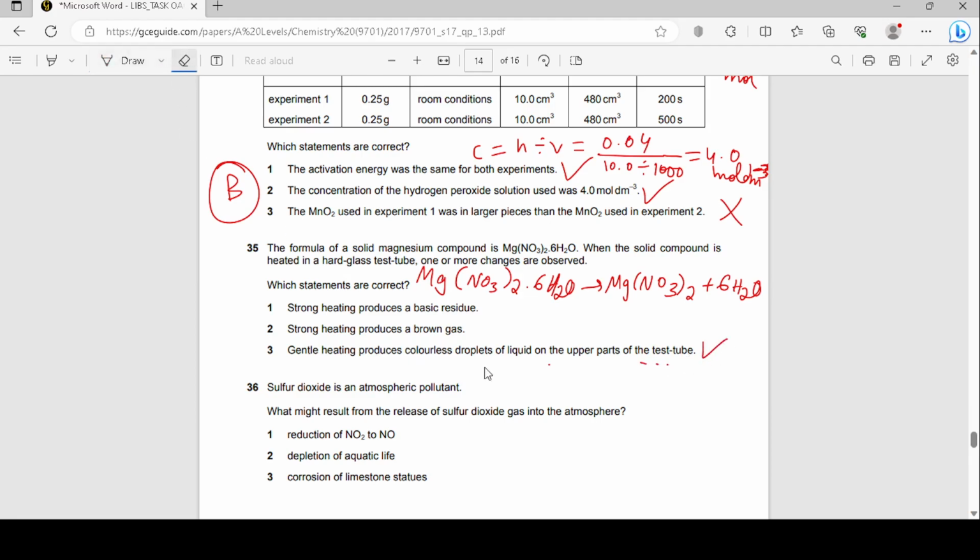That's true, that's water. And then if you do stronger heating, then this Mg(NO3)2 that you had will decompose and give you MgO plus NO2, so 2NO2 plus O2. Now let me check if it's balanced. 4, 5, 6, 7. That is not balanced. Let me just make this 1/2 O2. Okay, now it's balanced. And so strong heating produces a brown gas. That's true, NO2 is a brown gas. And strong heating produces a basic residue. That's true, because MgO is a basic compound. So 1, 2, and 3 are all right. So that means your answer is going to be A. Okay? Let's go to the next question.